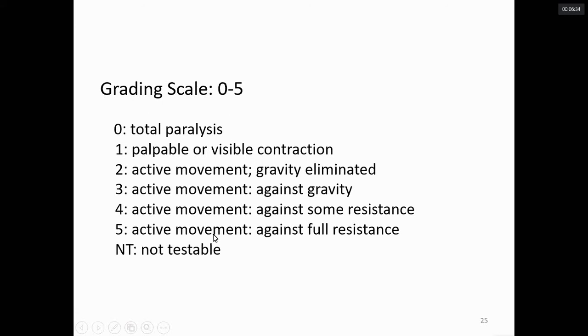And if the patient can move the limb with some resistance, it is 4. And if the patient can move against full resistance, that is 5. So these are the gradings of muscle power.